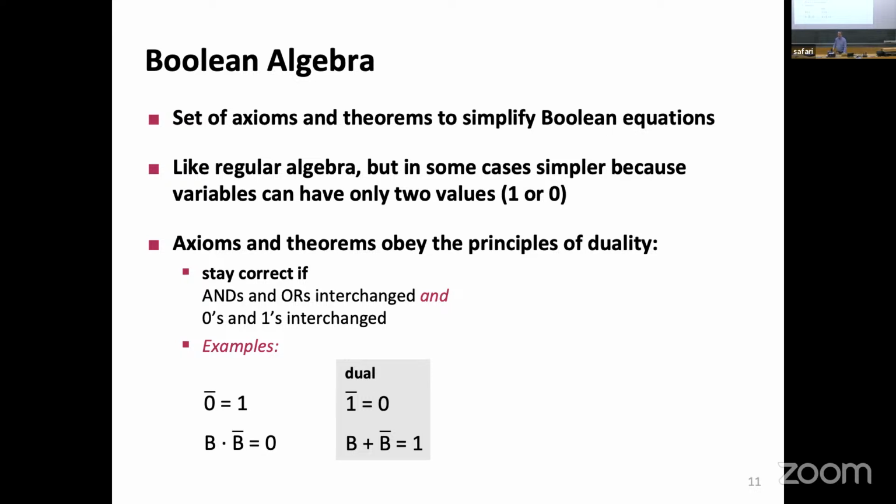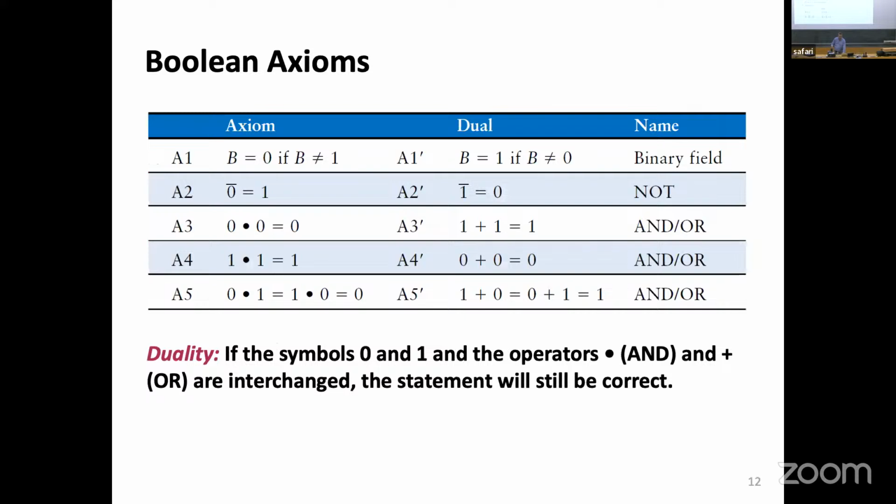Shall we take a look at the axioms? Yeah, let's do some maths. Okay. So, the first one, you have to start somewhere, right? B is 0 if B is not 1, meaning that I have two values. Okay? And the dual of it is B is 1 if B is not 0. So it says I have a binary field. The mathematical region that I'm working on only contains zeros and ones. Painfully obvious?